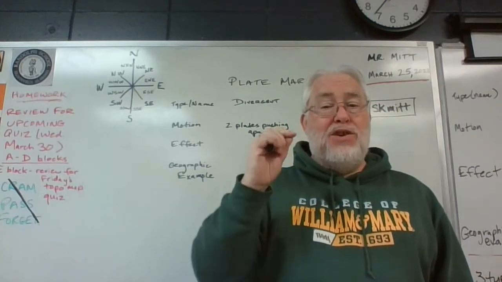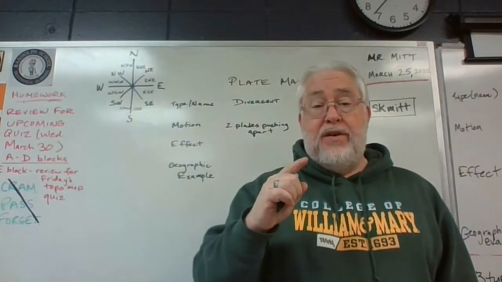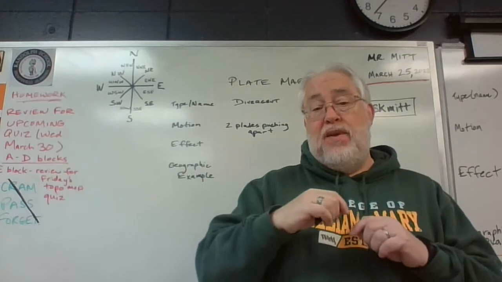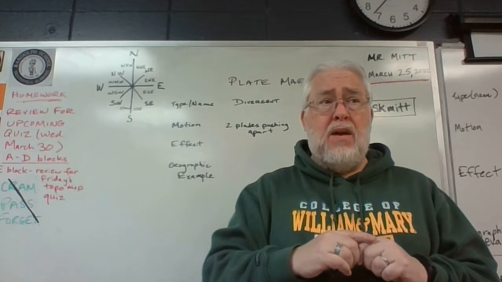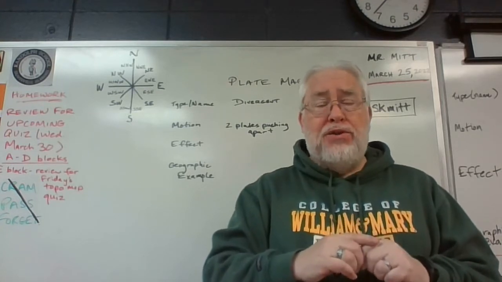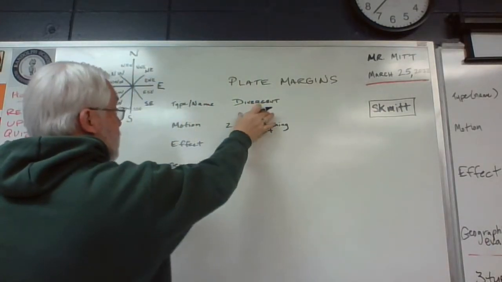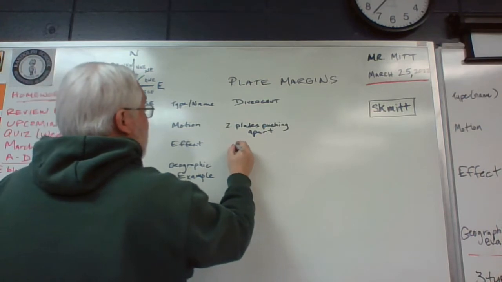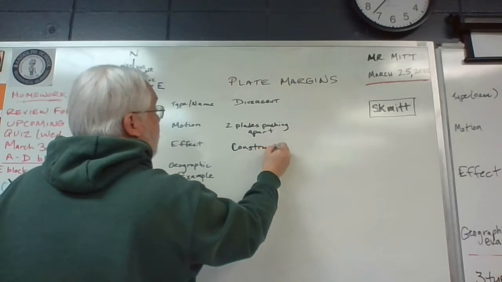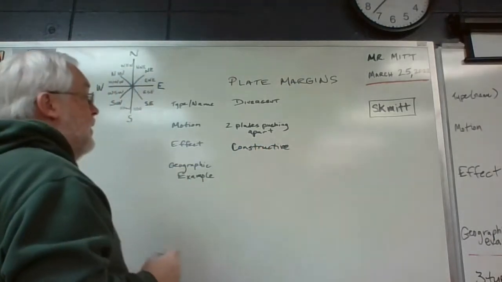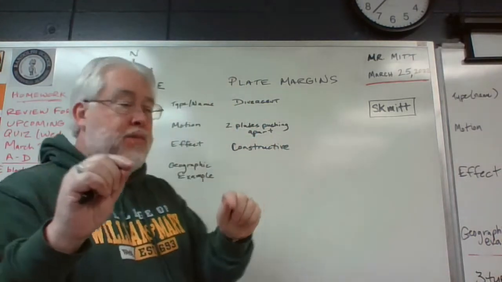And remember that the oceanic crust is not only thinner, but it's younger and it's also denser. Continental crust is thicker, older, and less dense. So we have divergent margin. At a divergent margin, we have two plates pushing apart. The effect is that this is a constructive event. New crust is being constructed, or new crust is being formed there.